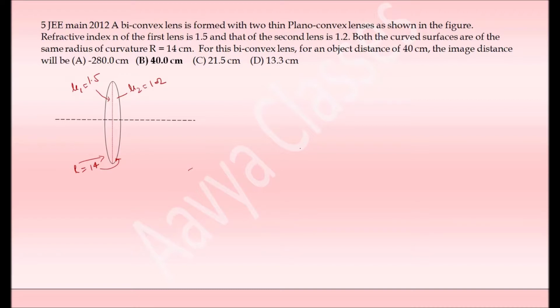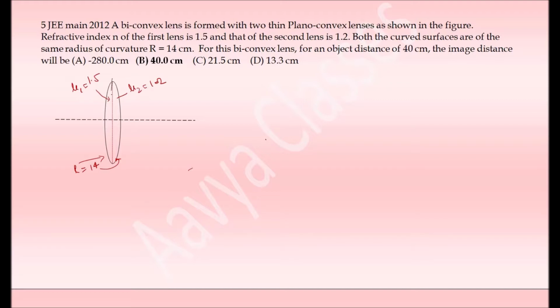Both the curved surfaces are of the same radius of curvature, r equal to 14 centimeter. For the biconvex lens, for an object distance equal to 40 centimeter, what is the image distance? So clearly you have to calculate, for object distance 40 centimeter, what will be the image distance. For this you need the focal length of this lens system, and this lens system is composed of two plano-convex lenses.